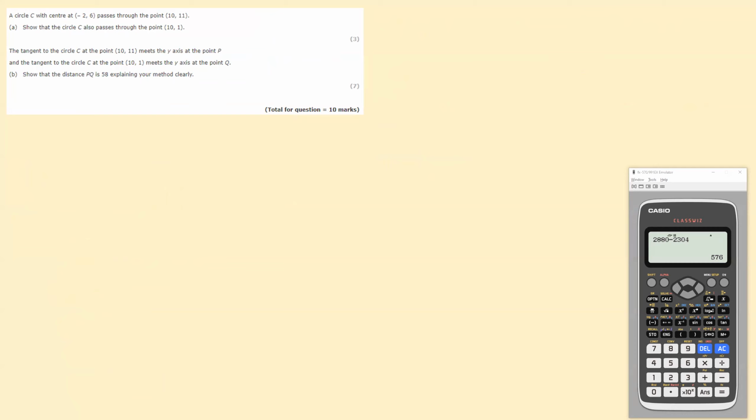It's not the easiest of questions by a long way, so it's going to take a little bit, but technically I should be able to do it in about 10 minutes. So: a circle C with center at (-2, 6) passes through the point (10, 11). The first thing I'm going to do is try and draw this.